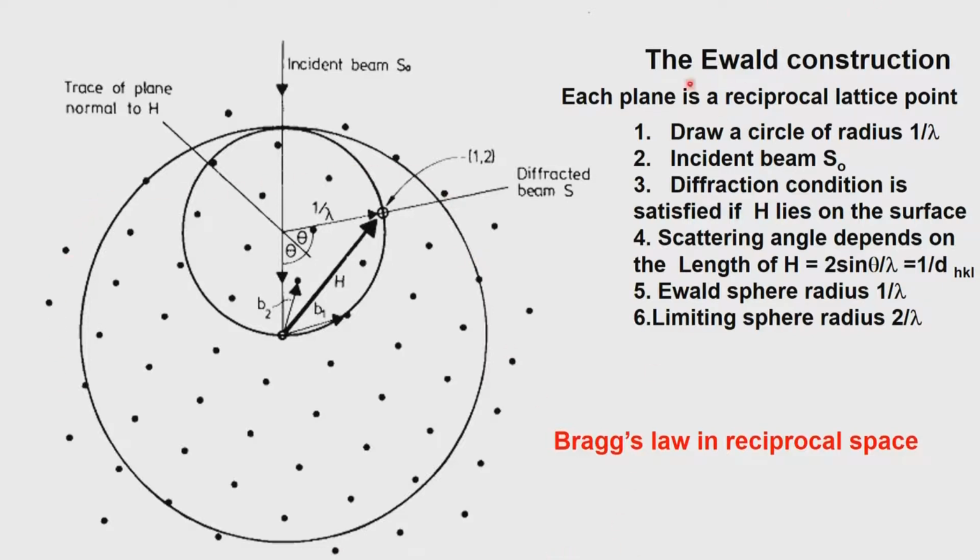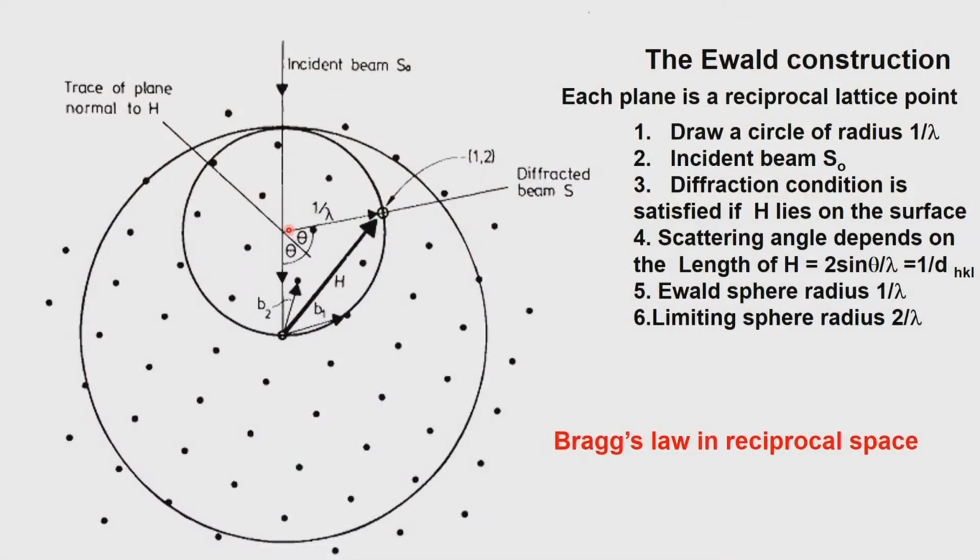Then what we do is what is known as an Ewald construction. Each plane is a reciprocal lattice point, as we saw just now. So, we draw a circle of radius 1 divided by lambda. Lambda is the wavelength. Remember that the reciprocal lattice is represented in inverse of length, the dimensions of inverse of length. So, we draw the circle of radius 1 divided by lambda. That particular circle we can draw with some center here, and this is the circle which we have drawn, with the radius 1 divided by lambda.